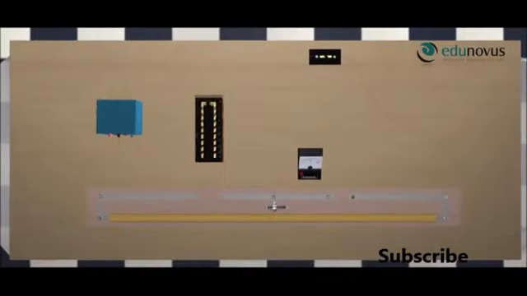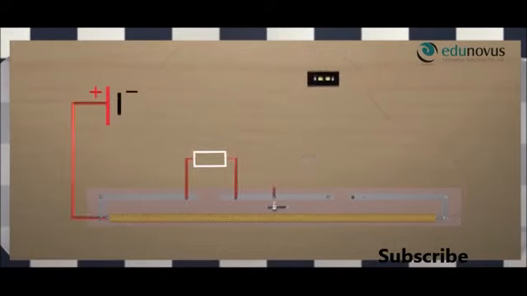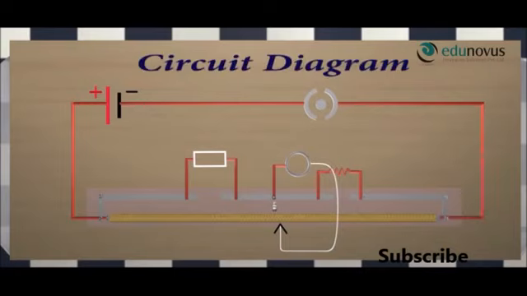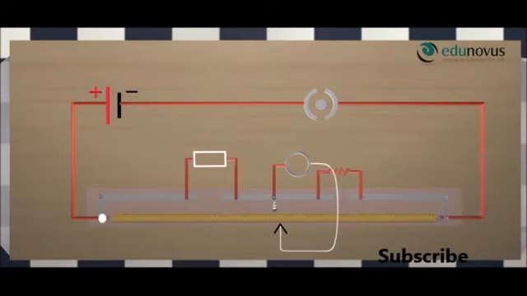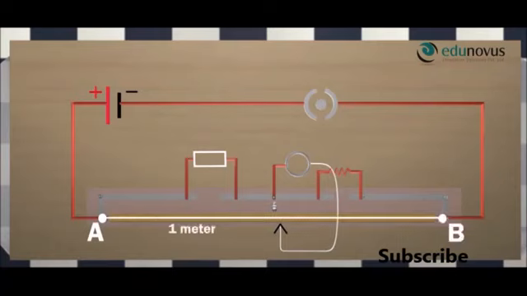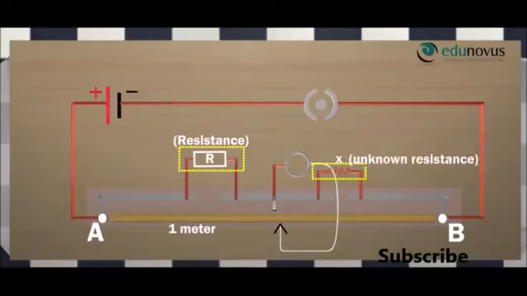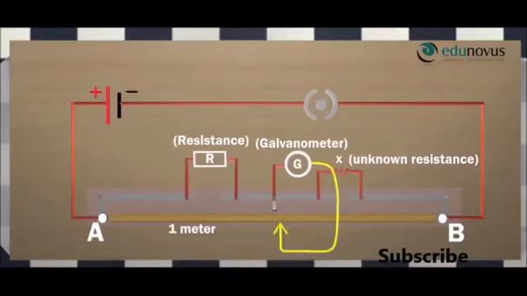This is a meter bridge, and this is the circuit diagram of a meter bridge. Here we can see that AB is the wire of length 1 meter, and there are two gaps in the metallic strip, left gap and the right gap. We have placed a known resistance R in the left gap and an unknown resistance X in the right gap. Between the two gaps, we have connected a galvanometer, and the other end of the galvanometer is connected to a jockey.